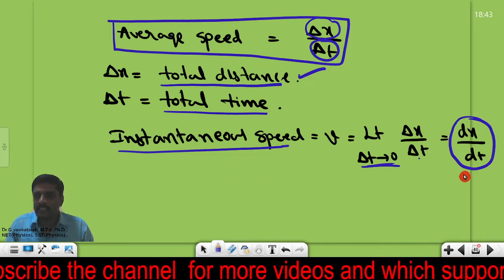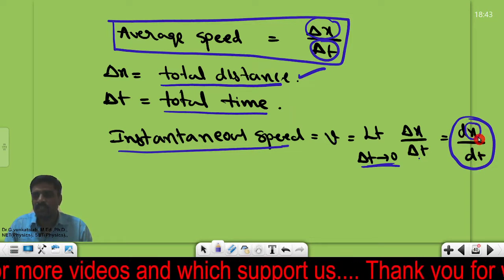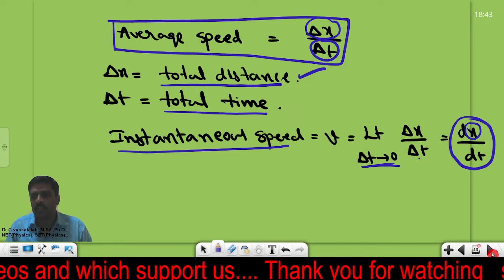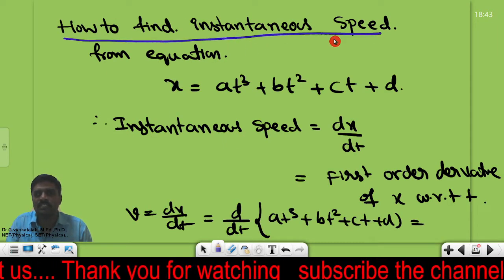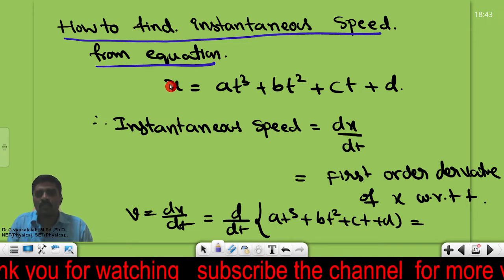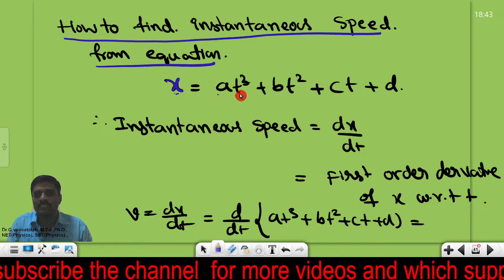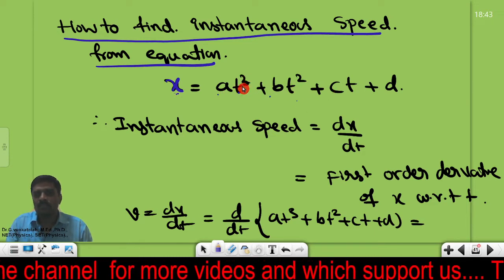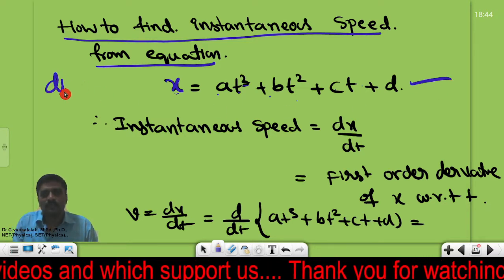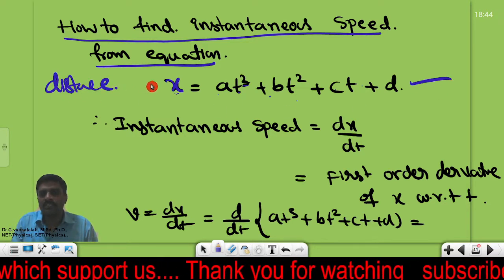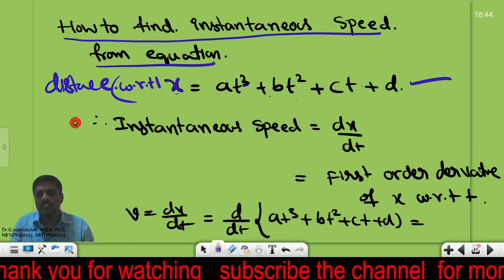Now dx by dt is nothing but the first order derivative of x with respect to time. For this, I am going to use one small example of how to find the instantaneous speed from an equation. They are giving the distance covered by the body: x equals at cubed plus bt squared plus ct plus d. This is the distance equation with respect to time.